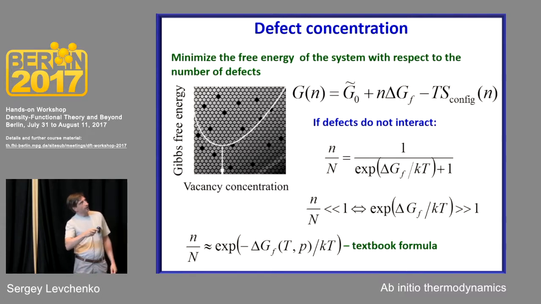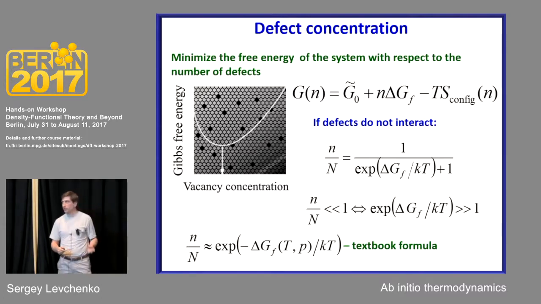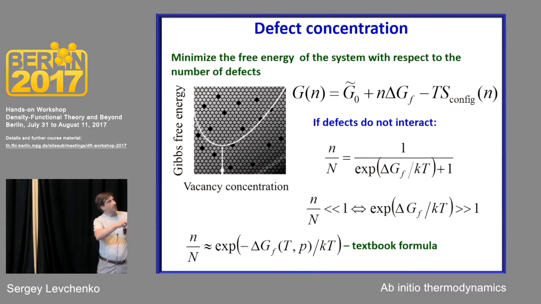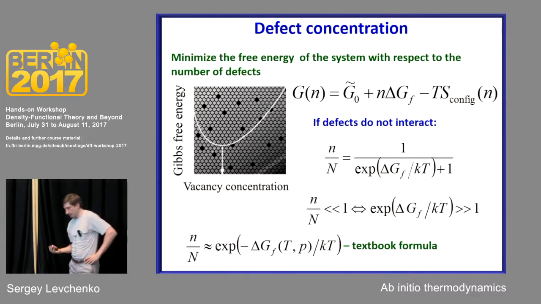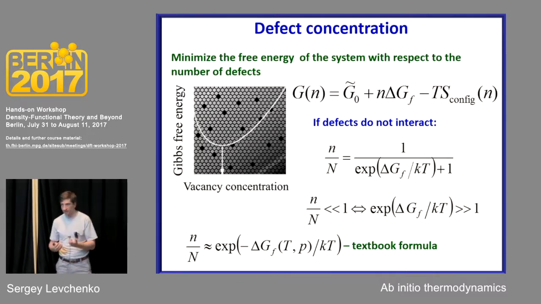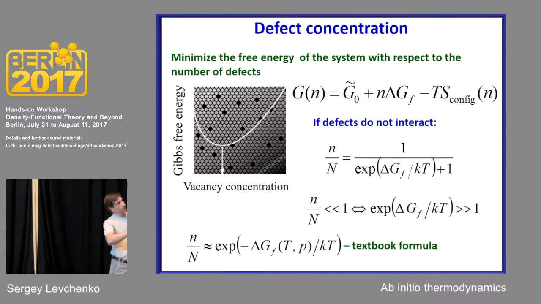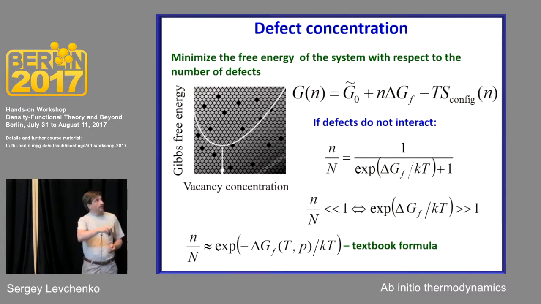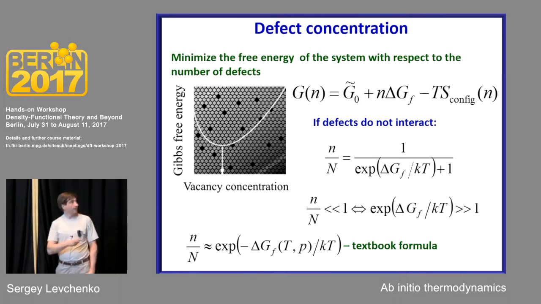So the concentration here has this form, which maybe looks familiar to you. This is a Fermi distribution, Fermi-like statistics. And it's clear why the defects should have this statistics, because there is an exclusion principle: each site cannot be occupied by more than one defect, right? But in the case when this formation energy is much higher than the thermal energy, then we can neglect this one, and we obtain the Boltzmann, the usual textbook formula, which corresponds to this Boltzmann exponent: exponent of the free energy of formation divided by kT. This is the relative concentration of defects to the number of sites.